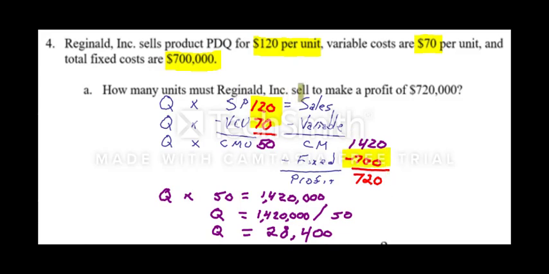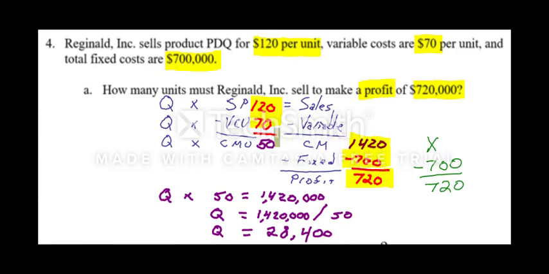How many units must Regional Ink sell to make a profit of $720,000? So they're telling you what the profit is. So you just have to fill that in on the grid. And then you can back into the contribution margin. If you think about it this way, X minus 700 equals 720. So you can calculate a contribution margin of 1,420,000 in order to get a profit of 720,000.